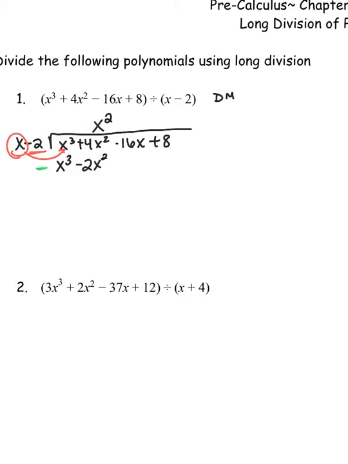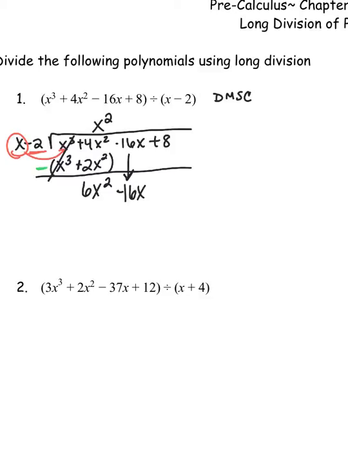This is where it gets a little sticky, because since we're subtracting a binomial, we have to change our signs. Because what we want here is for the x cubes to cancel. And once we change our signs, we get 6x squared. So divide, multiply, subtract, change, then we bring down. Now we're going to repeat the process all over again.